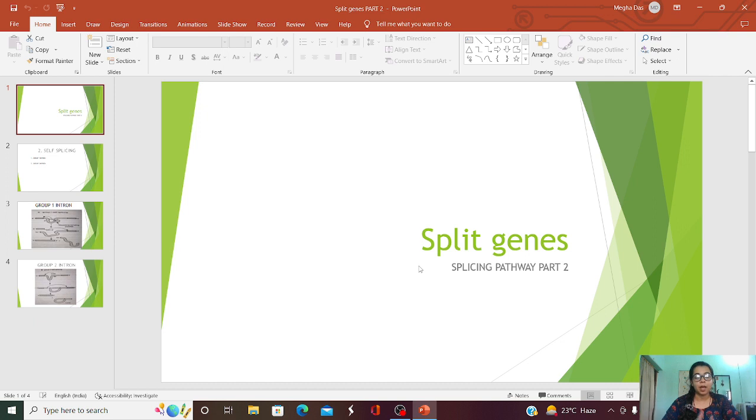Basically, after the transcription process, the RNA which is formed is primary. You can say it is non-functional. To cut out the unnecessary part which does not take part in the protein synthesis, we do this process, that is splicing, that is removal, to chop out or cut out the introns from the segment of RNA.